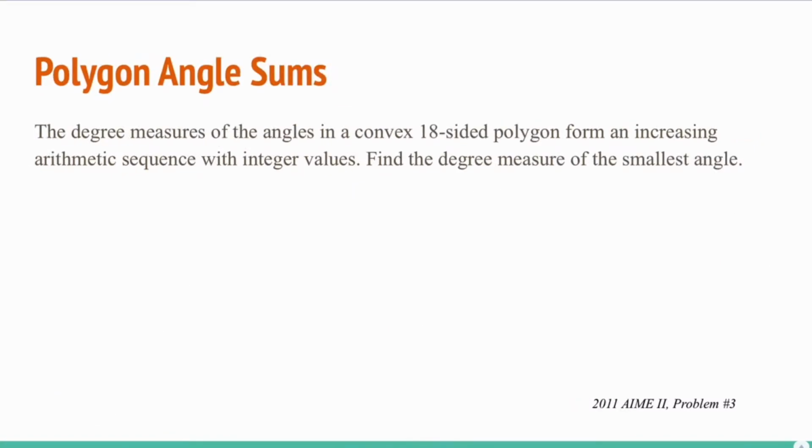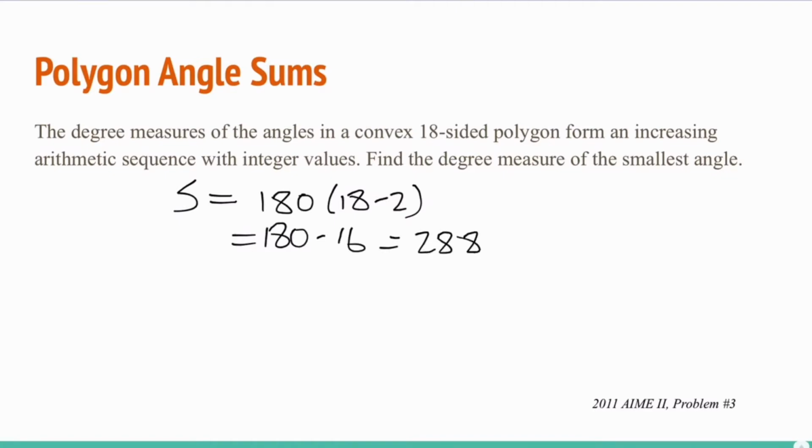Now let's do a problem that involves polygon angle sums. The degree measures of the angles in a convex 18-sided polygon form an increasing arithmetic sequence with integer values. Find the degree measure of the smallest angle. So, to start, let's find the sum of the angles in the 18-sided polygon. So the sum is equal to 180 times 18 minus 2, or 180 times 16, which equals 2880.